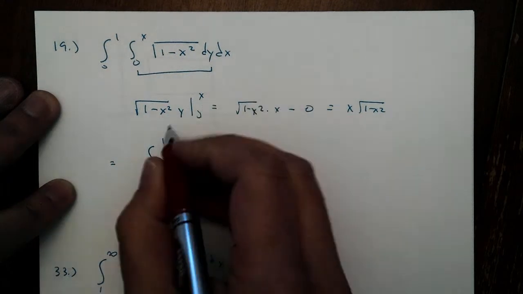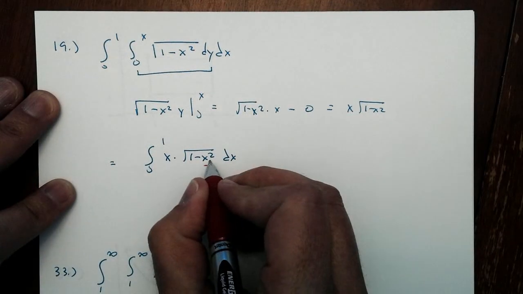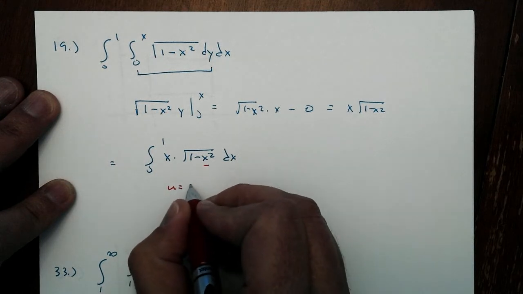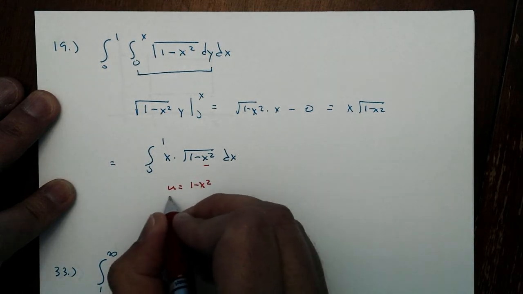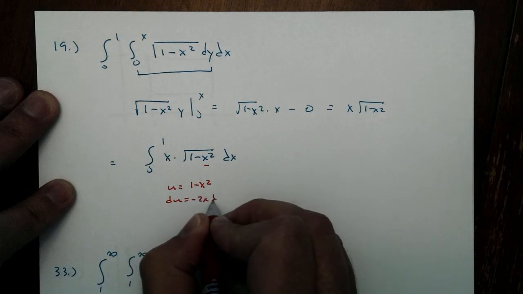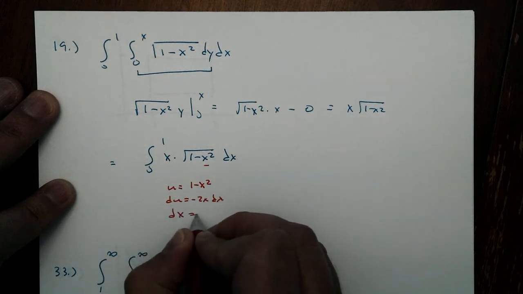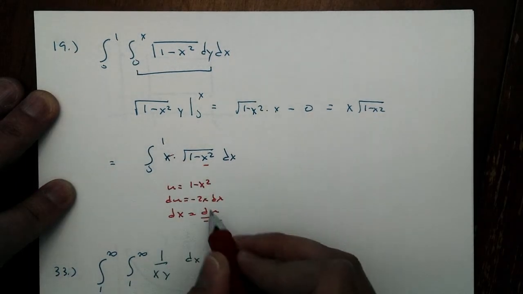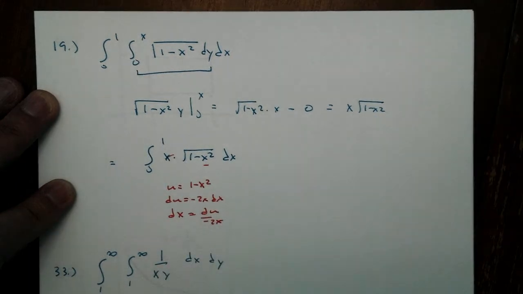Not too bad. I recognize right away that x squared's derivative is x. So we're going to use u substitution. u is 1 minus x squared. du is negative 2x dx. dx is du over negative 2x. And those x's will cancel, and that's what we like.